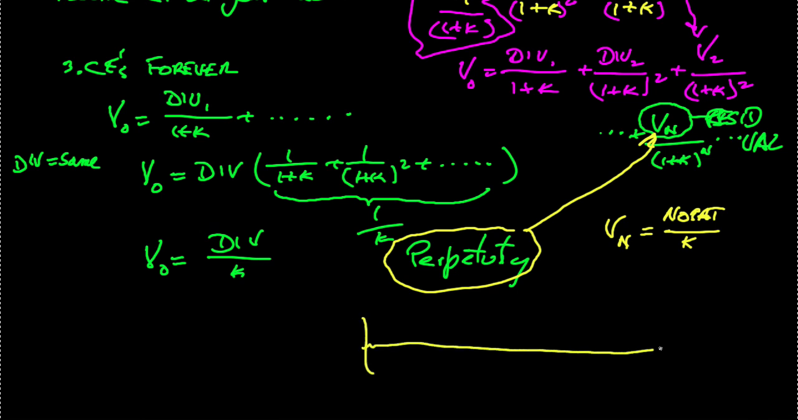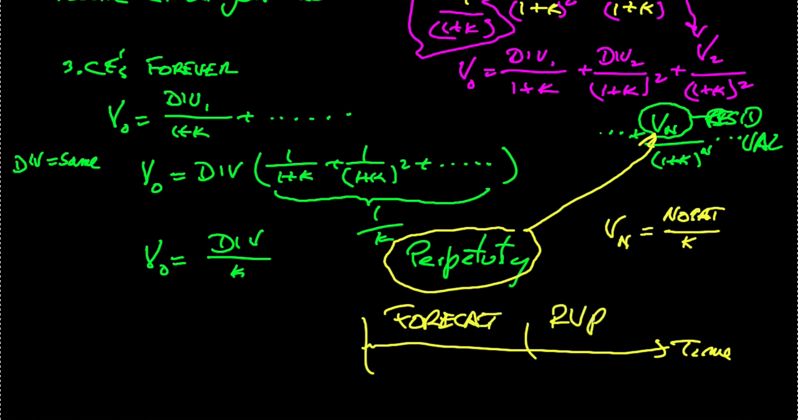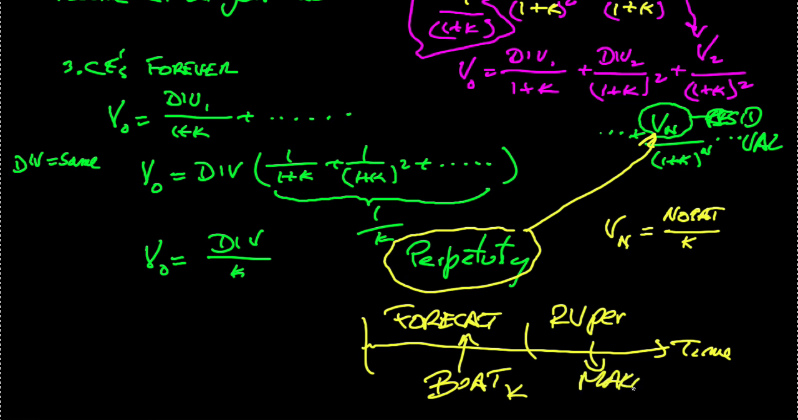So if this is time, you have the forecast period, and you have then the residual value period. And here you say, I can beat the cost of capital. Here I cannot. I'm just going to make the cost of capital. That's all I'll be able to do.